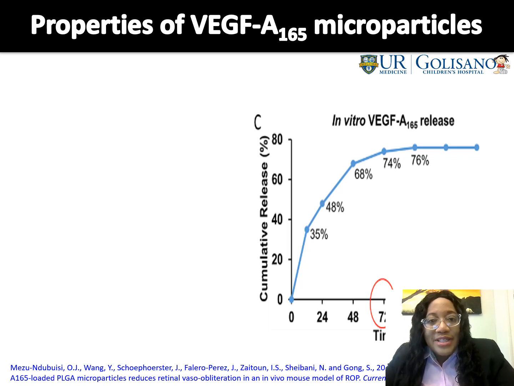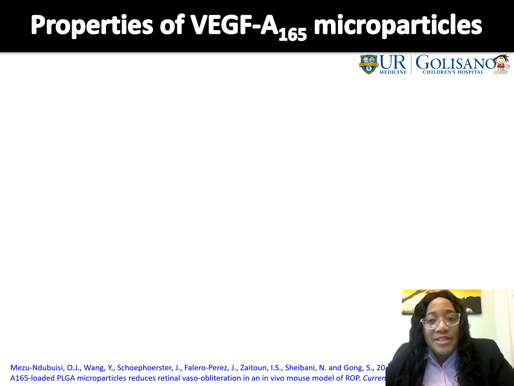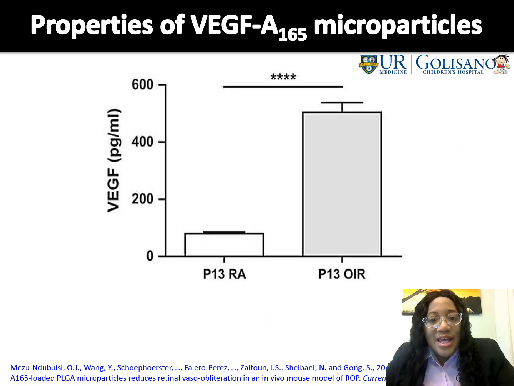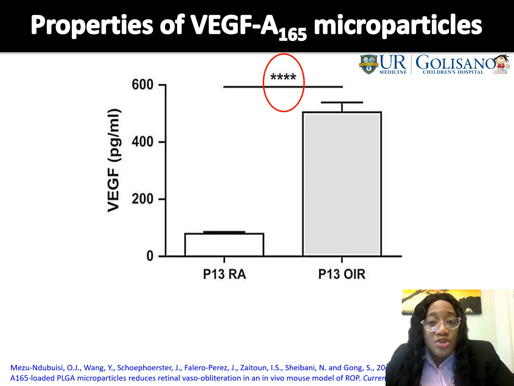To find out what the VEGF levels were before microparticle injection, ELISA was done at postnatal day 13, P13, a day after oxygen exposure, and it showed that endogenous VEGF was 6-fold higher in OIR mice than room air mice at P13. This confirmed our findings that VEGF's angiogenic activity is reduced or suppressed in OIR mice despite high levels, and that P13 could be a critical window for treatment in ROP.